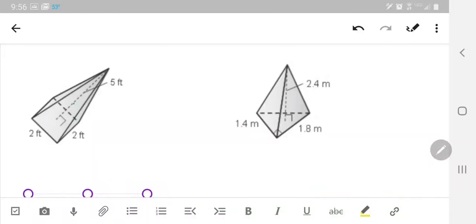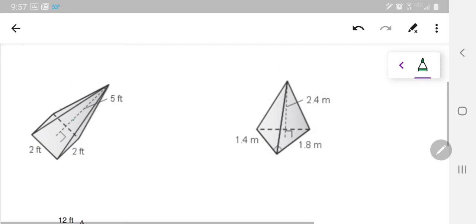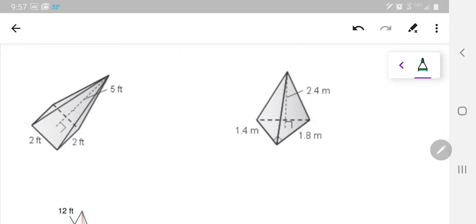The volume thing is giving us some trouble, but that's okay. We can figure it out. First thing is to name the shape, and these are both pyramids, okay? So our focus for today was to do the pyramids and find their volume.